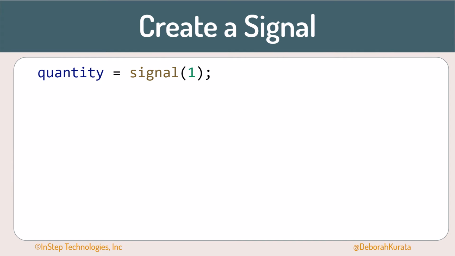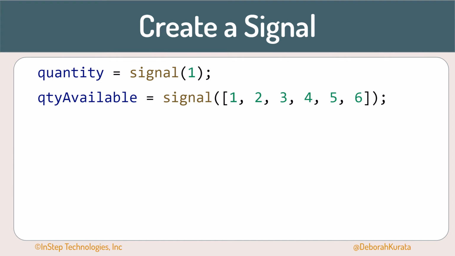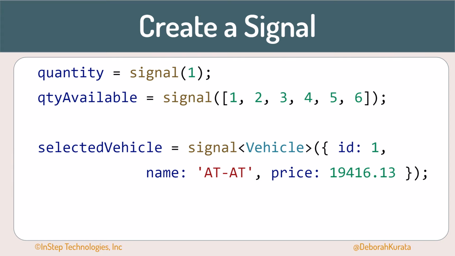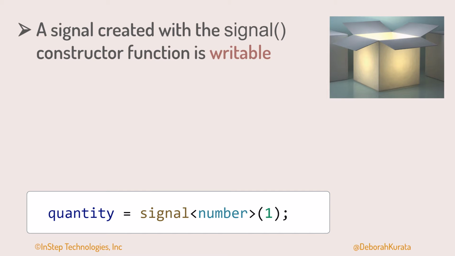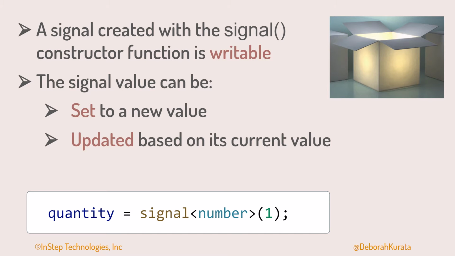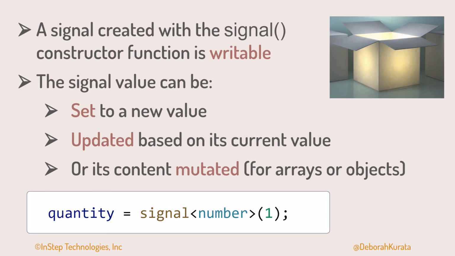Here are some examples. We create a numeric signal with a default value of 1. We create an array signal with a default array. We create a signal for a vehicle object and set its default value. And we create a signal for an array of vehicle objects. Here we set the default to an empty array. A signal created with the signal constructor function is writable. The signal value can be set to a new value, updated based on its current value, or its content can be mutated for arrays or other objects. We'll see the syntax for these operations in just a moment.